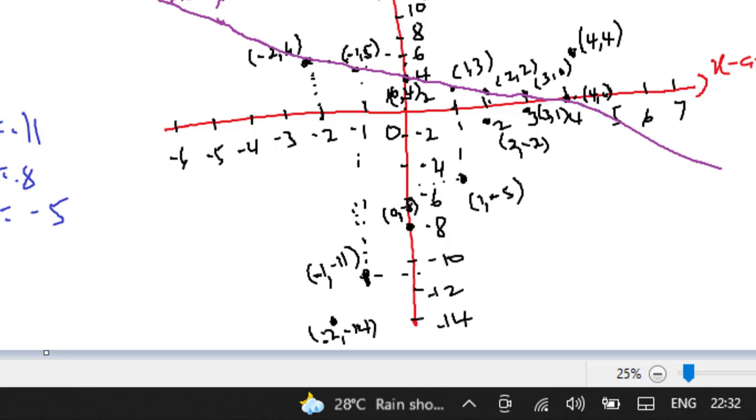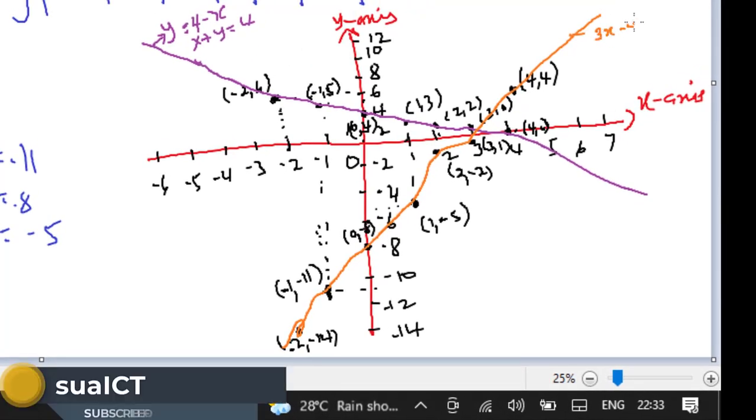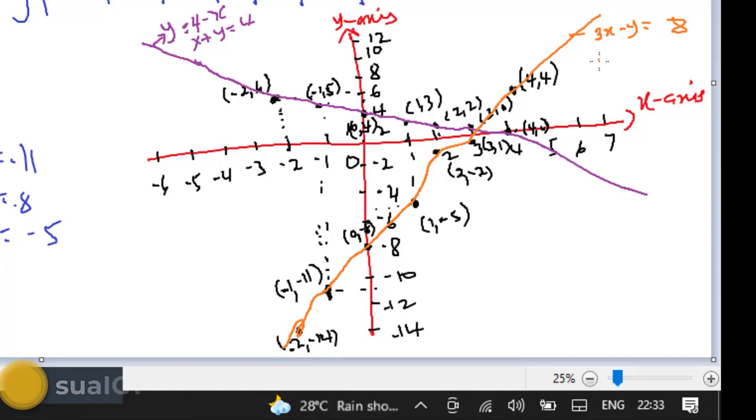Good. So let's join our line. Okay, let's make this one. Pick this color. Let's join it from here. Join. So this is our 3x minus y equals 8, or you can say it is y equals 3x minus 8.